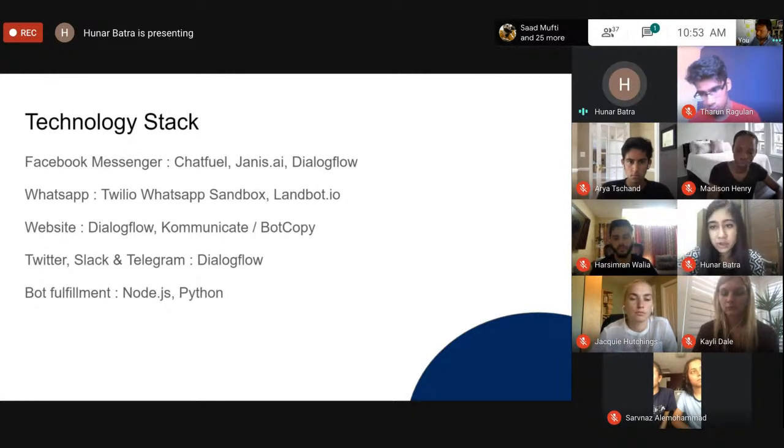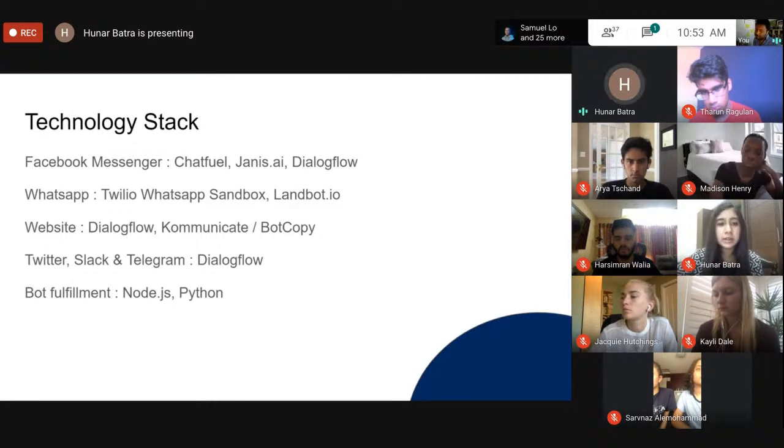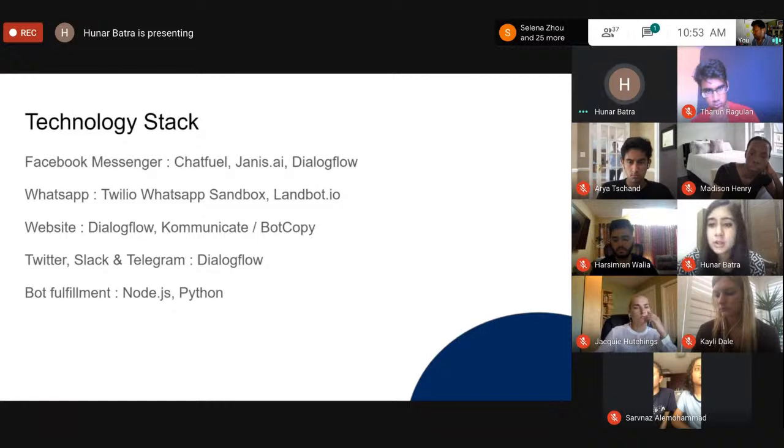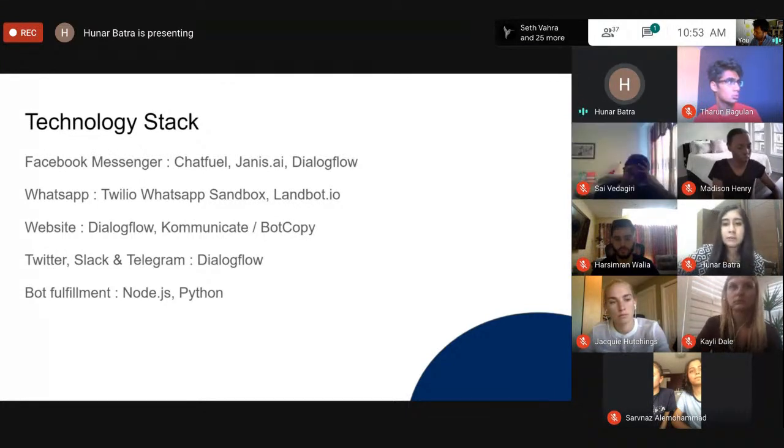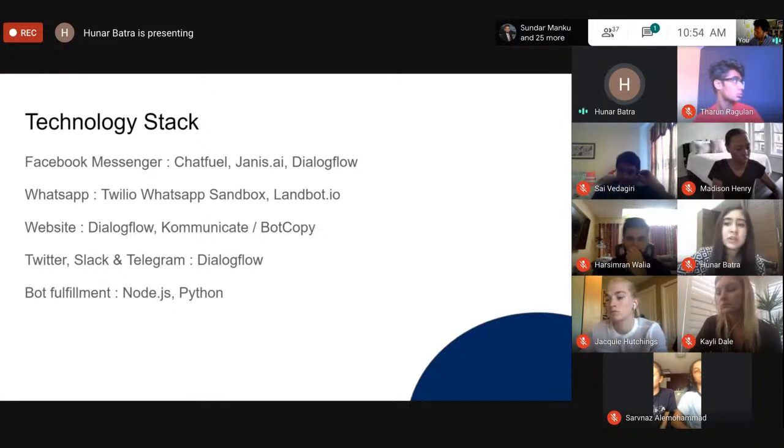So first I'll start with WhatsApp, because last I just covered Facebook Messenger. For WhatsApp, Twilio offers WhatsApp sandboxes where you can easily develop WhatsApp chatbots. And there's another latest tool called landbot.io where you can easily create a flow of the conversation and deploy the bot for WhatsApp. And for websites, again we use Dialogflow, and you can easily integrate the Dialogflow agent into a website using different tools like Communicate or Bot Copy, and there are many other tools as well.